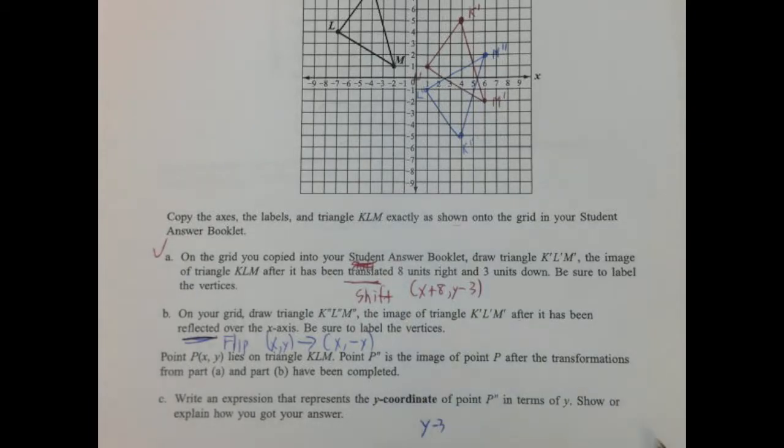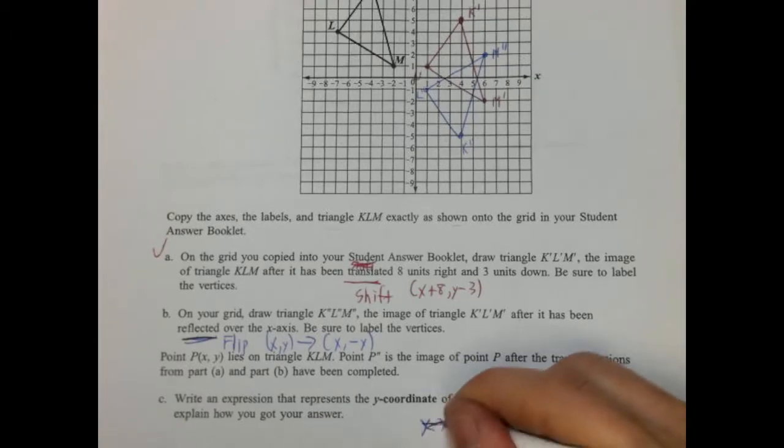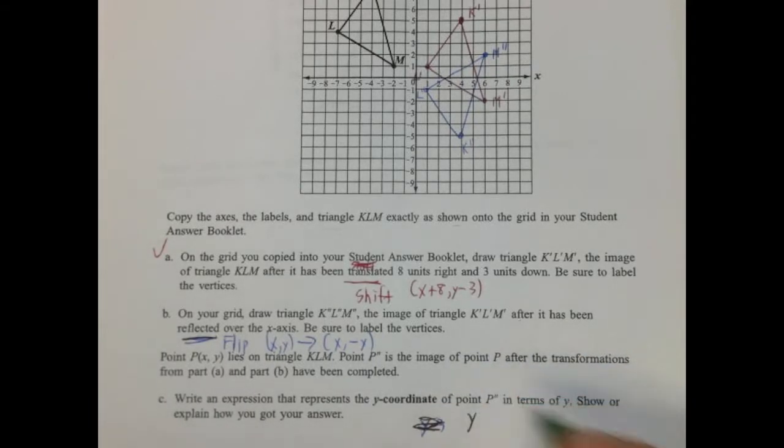I should probably do that in red, but hold on. Let me redo that. So we start here with y, the black triangle. Then it becomes y minus 3, right? That's going down. And then we change its sign. So it would actually become negative y minus 3. Whatever we did here, we then change its sign because it represents flipping over the x-axis. And that's it. That's the expression that represents the y coordinate.